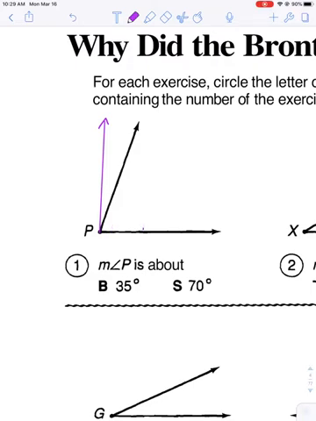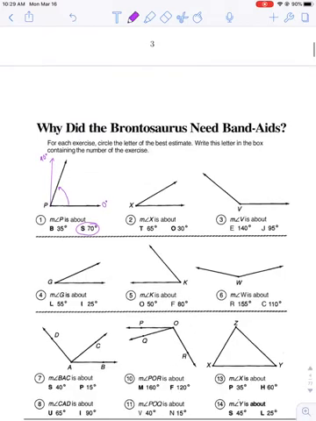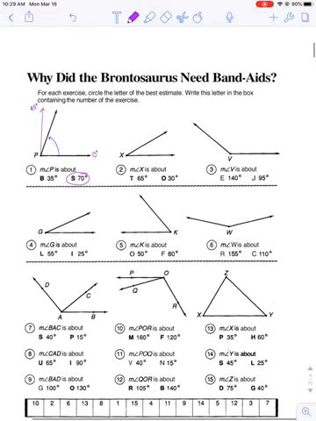So the question is, how much is this? Well, it's much closer to 90 degrees than it is to 0 degrees. Here's my 0 degrees. Here's my 90 degrees. So I'm going to say 70 degrees for this one. And that's going to be my strategy for each one of these problems. On number 2, it's closer to 0 degrees, so I'm going to say 30.